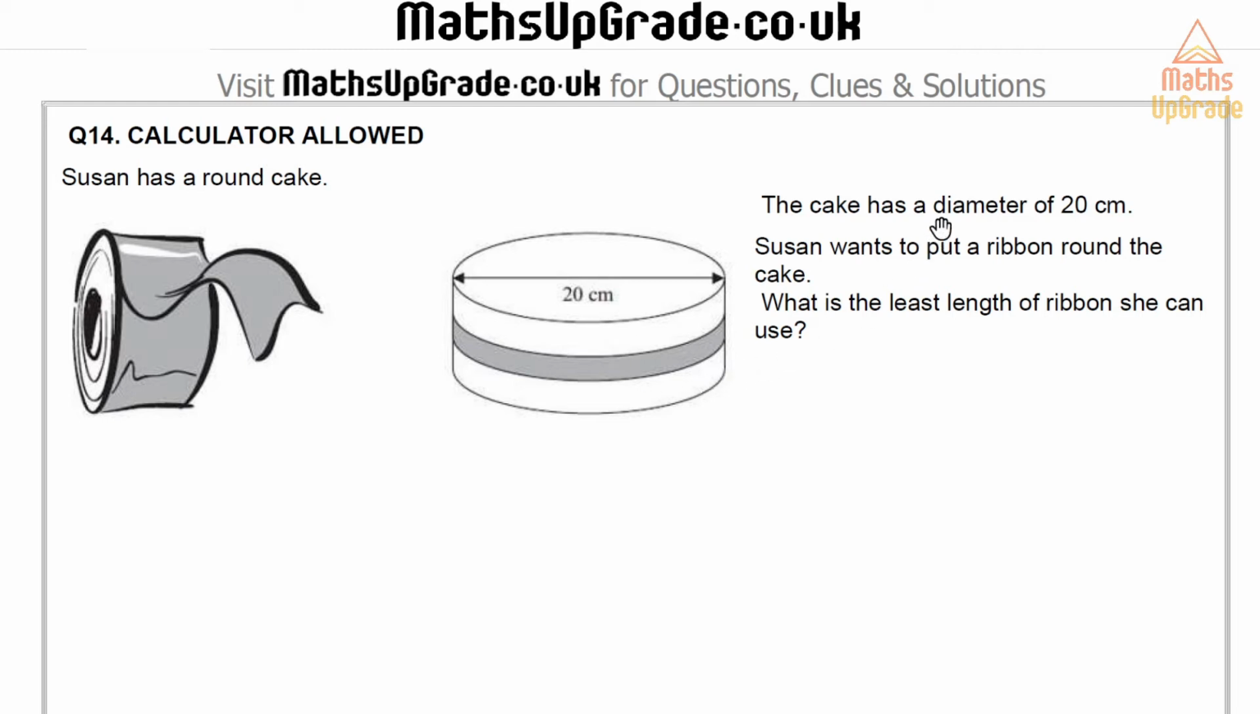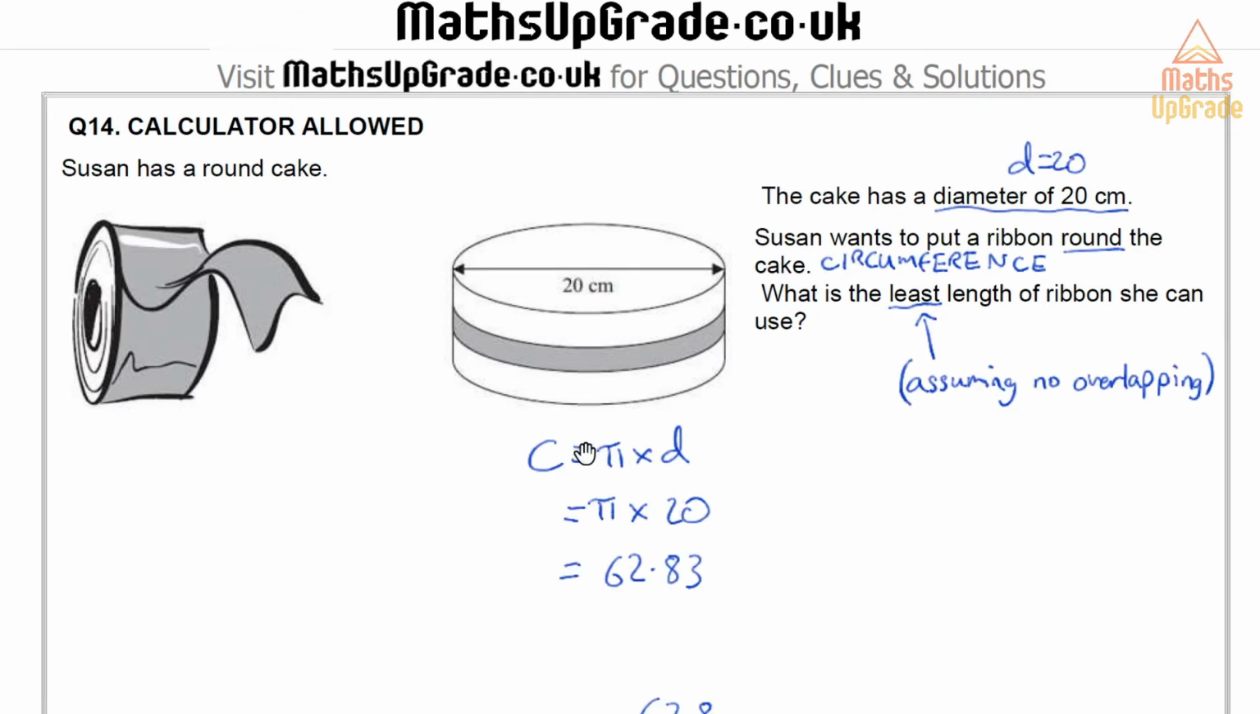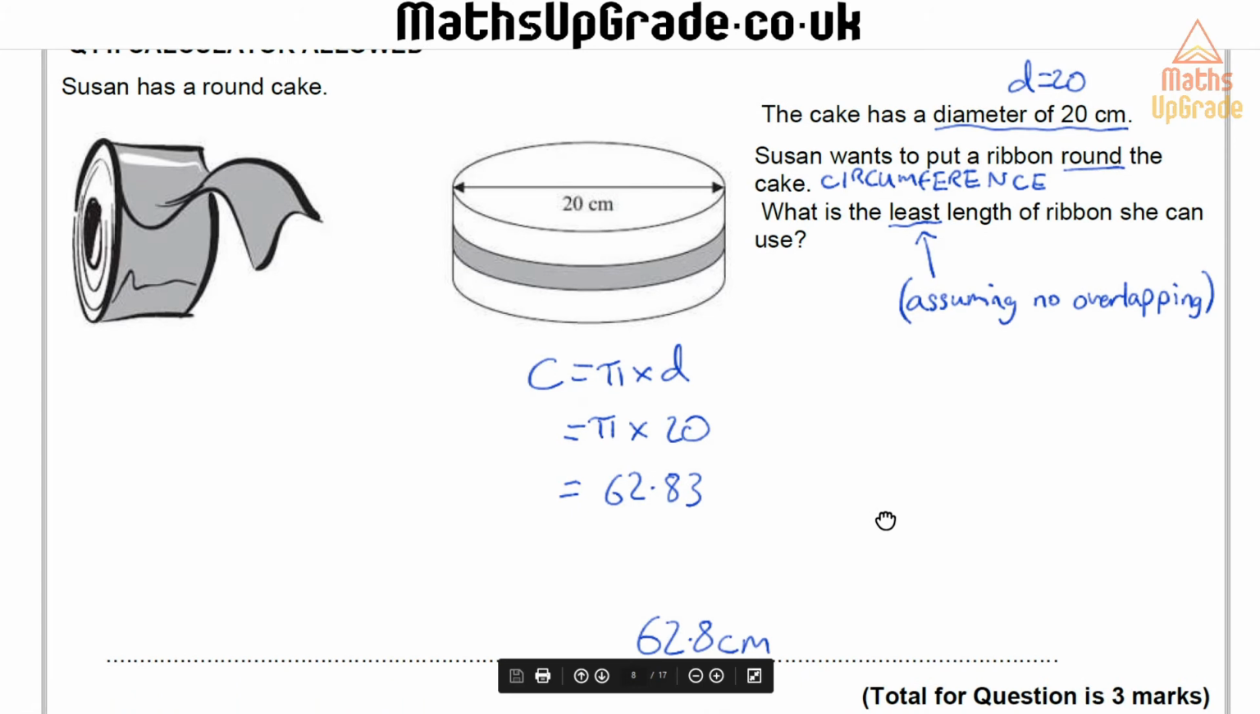So with this question, underline the word diameter in 20 centimeters. If you're going to put it round the cake, that involves circumference. And for the least length, you can assume there's no overlapping. So I'm going to use the formula C equals pi d to find the circumference. Essentially, I need to find the circumference of the cake. C equals pi d would give me pi times 20 centimeters, which is 62.83. So 62.8 centimeters is the least length of ribbon that she needs. And that would be 3 marks.